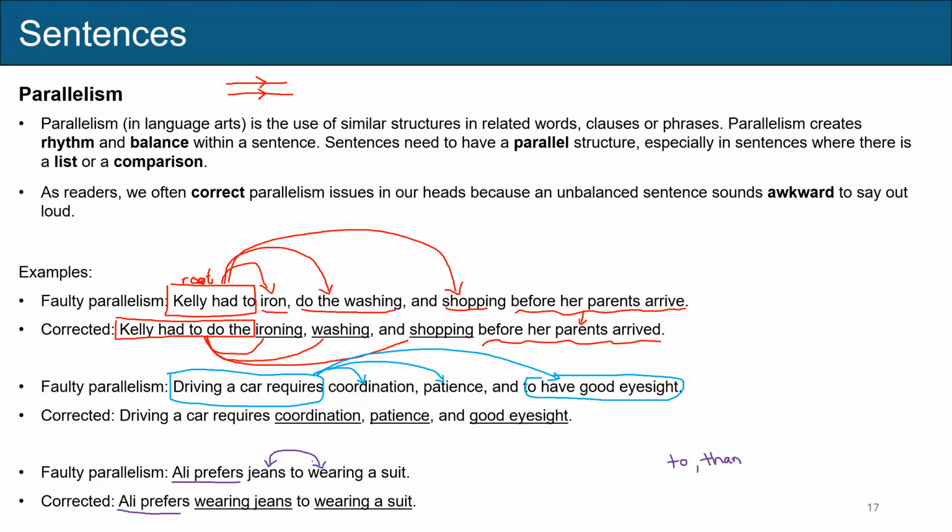So right now, we might be able to make sense of that in our heads, but we still want the structure to be parallel. So you could say Ali prefers jeans to suits, or what I've done here is I've said Ali prefers wearing jeans to wearing a suit. Now we have more consistent structure between those comparisons.